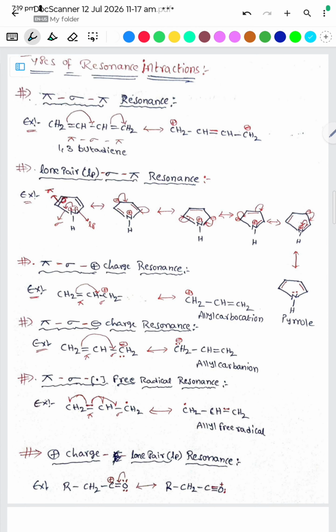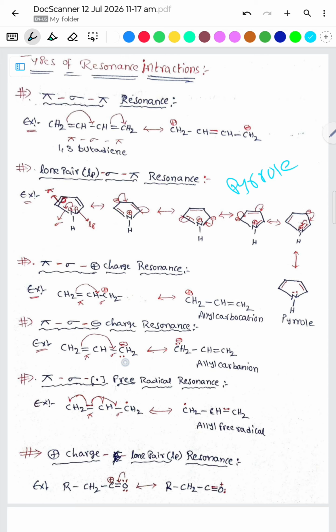Types of resonance interactions. First one, the pi sigma pi interaction. If you observe the example, 1,3-butadiene, in 1,3-butadiene we observe pi sigma pi type of interactions. Next, the lone pair sigma pi interaction. Example, pyrrole, having lone pair sigma and pi interactions.